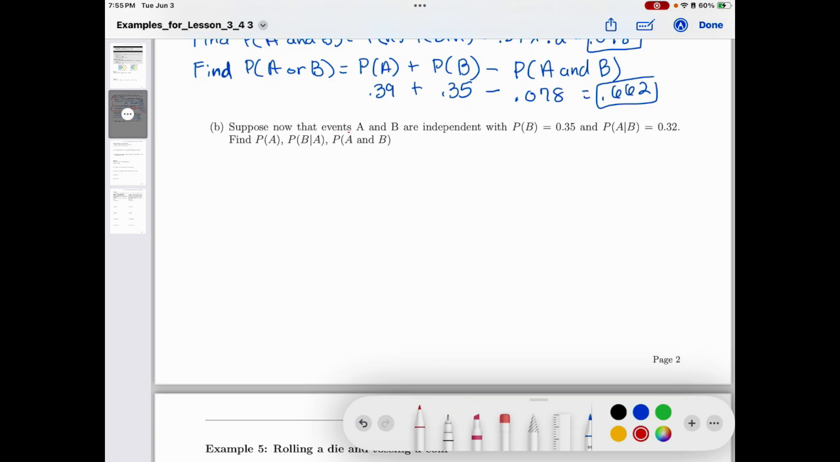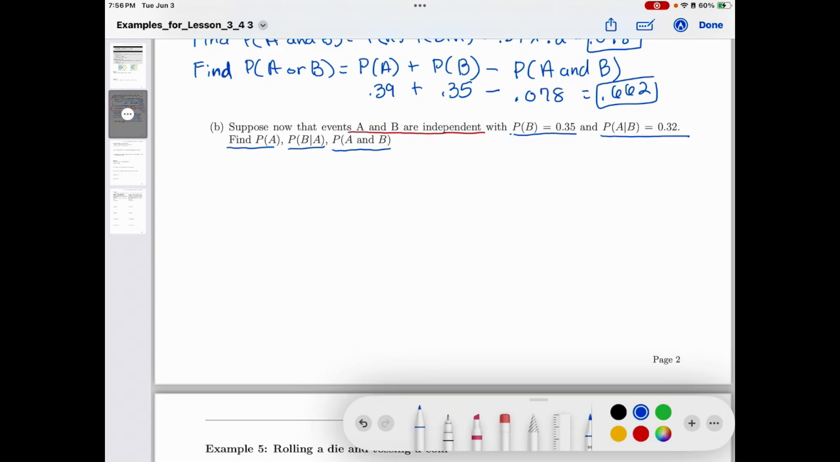Now, let's look at part B. In this part, we're saying, let's assume A and B are independent. So that gives us a little bit more information. We have that the probability of B is 0.35, the probability of A given B is 0.32, and we need to find the probability of A, the probability of B given A, and the probability of A and B.